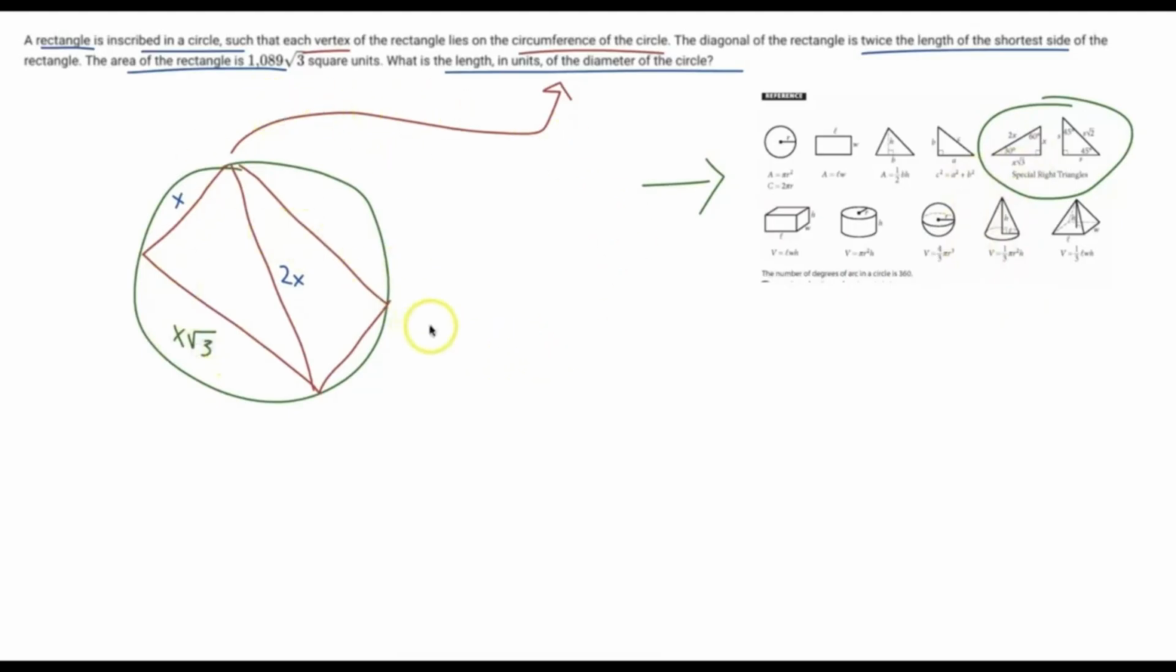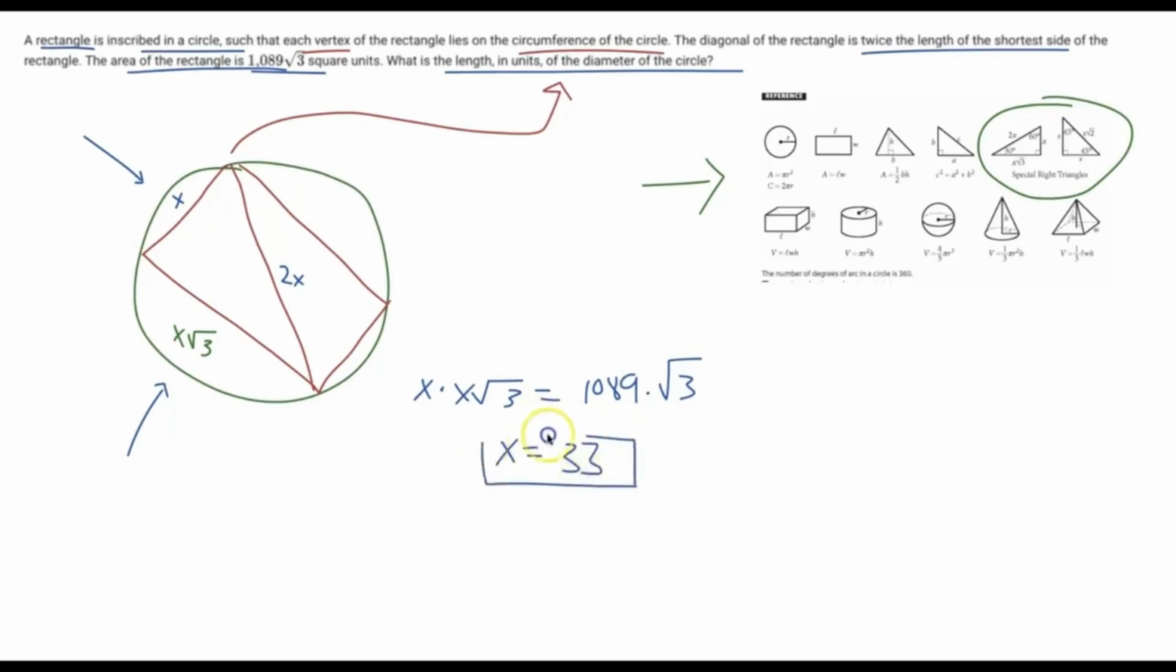And we know length times width equals the area of a rectangle. We have the width right here and the length right here, and so we just have to multiply those together. So x times x square root 3 is going to give us the area that they provided. So it's 1089 multiplied by square root 3 square units. And all we have to do now is solve for x. So you can plug this right into Desmos and it'll give you an answer of x equals 33.